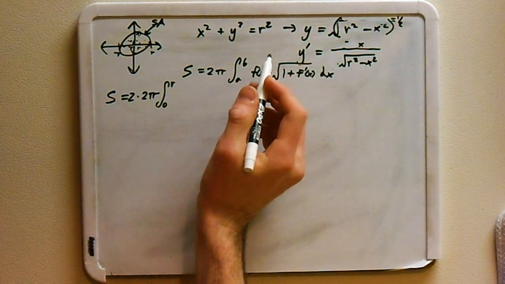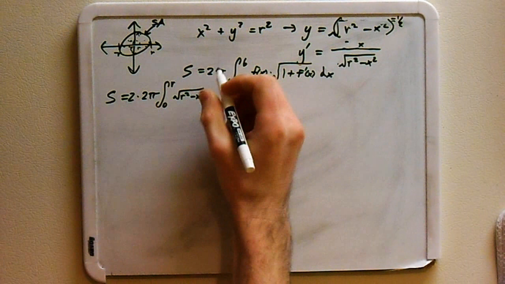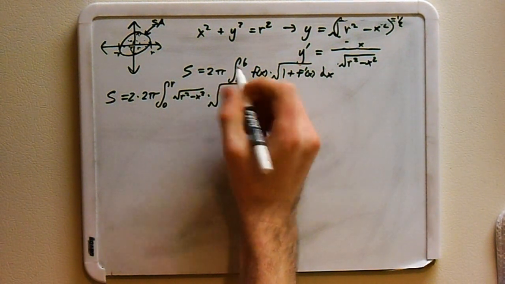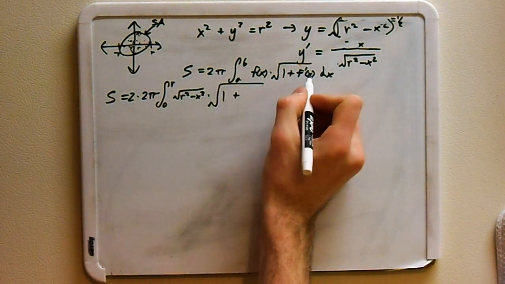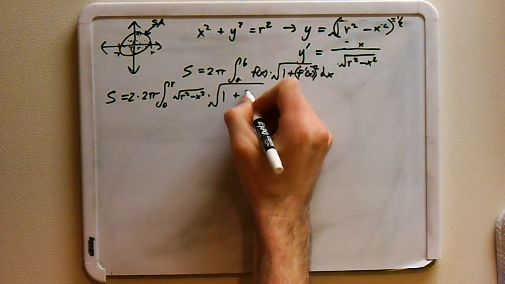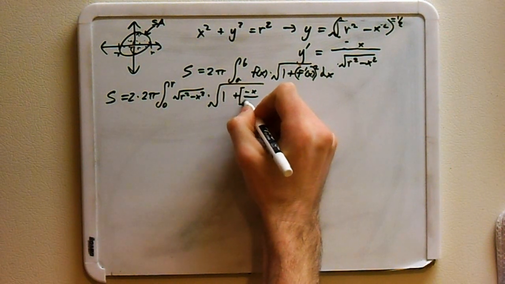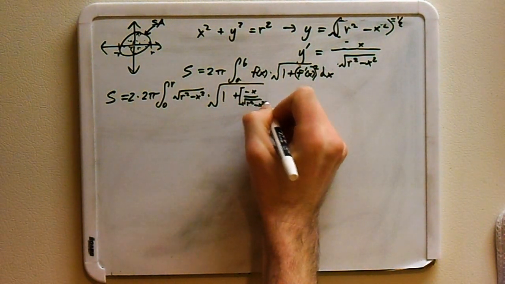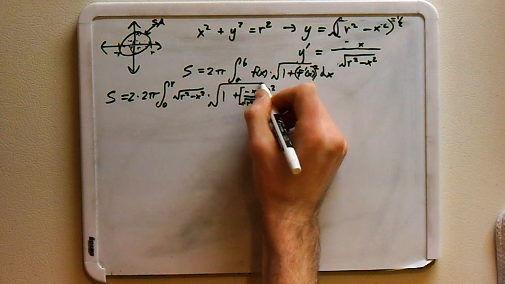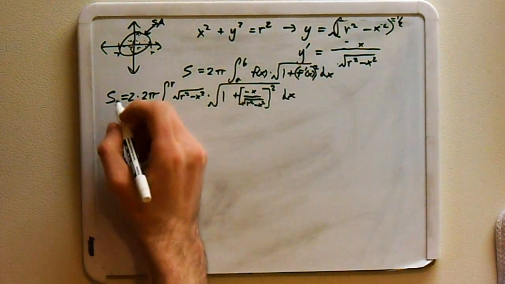F of x is this original function, so square root of r squared minus x squared. And then we have 1 plus f prime, oh, f prime squared. So we have negative x over square root of r squared minus x squared, and that's going to be squared. Dx. Apologies for being so small, I'm just scared of running out of room.